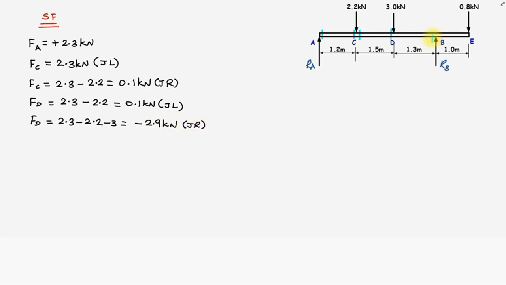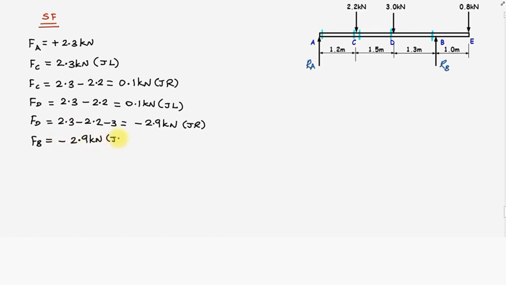Now let us move our section to the point B. Here also there is a point load or concentrated load, that is the reaction RB. Therefore, we are moving our section to the point B, just left of B. The shear force at the point B, just left of B, will be equal to the same magnitude, that is negative 2.9 kilonewtons.